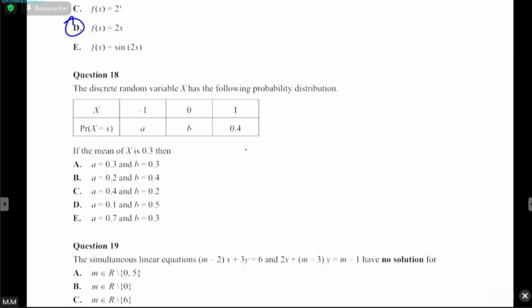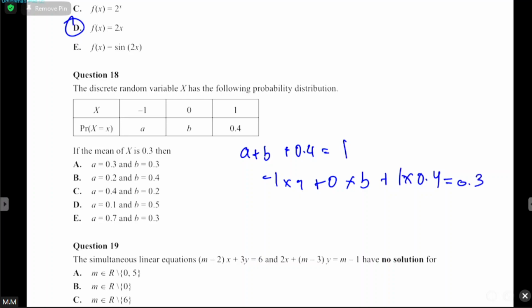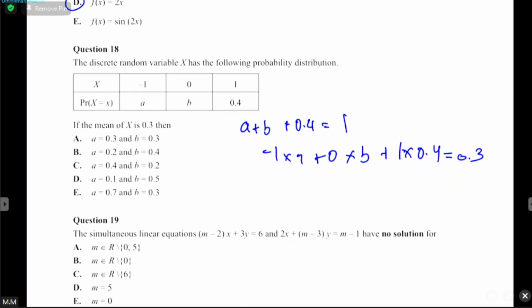Here a plus b plus 0.4 is equal to 1. So the formula for finding the mean is just x times by x plus, the summation of them. So here it would be -1 times a plus 0 times by b plus 1 times 0.4, and here the mean is 0.3. So just when you simultaneously solve that in the CAS, I think you get D.